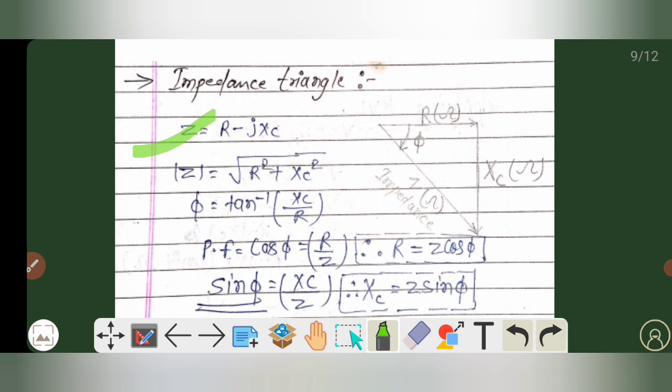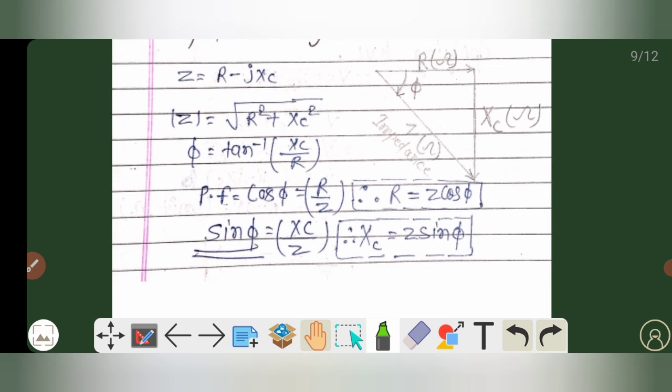And now if you want to calculate the value of tan phi, then that will come out to be XC by R. And if you want to calculate the value of phi, then that will come out to be tan inverse XC by R. Now if you want to calculate the value of power factor, that is cos phi, from this triangle, then it will come out to be R by Z. And if you want to calculate the value of R from here, then that will come out to be Z into cos phi.